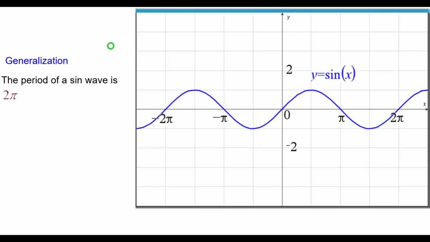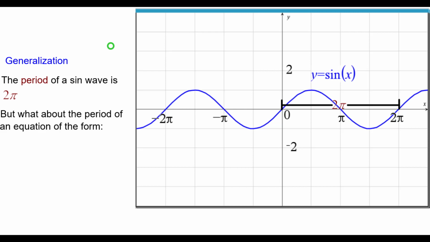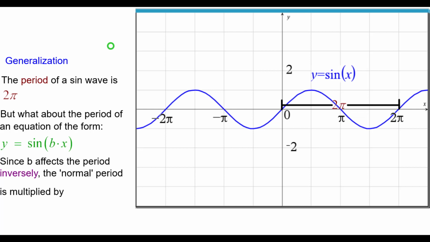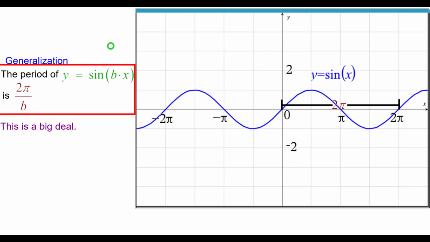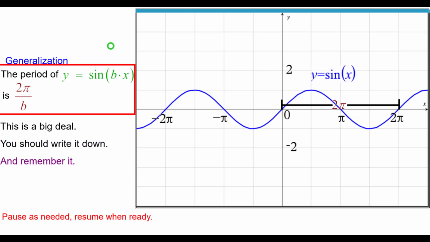A generalization: the period of a sine wave is normally 2 pi. But what about the period of an equation of the form y equals a sine of the quantity some constant b times x? Since b affects the period inversely, the normal period is multiplied by the reciprocal of b. That is, the period for y equals a sine of the quantity b times x is 1 over b times 2 pi, which is the fraction 2 pi divided by b. So the period is 2 pi divided by b. This is a big deal. You should write it down and remember it. Pause as needed.